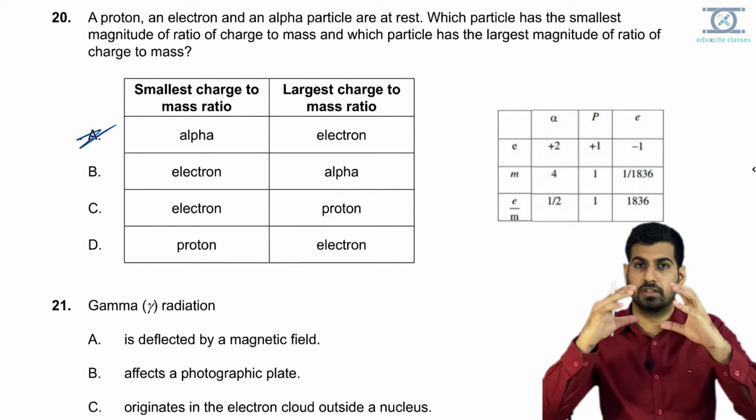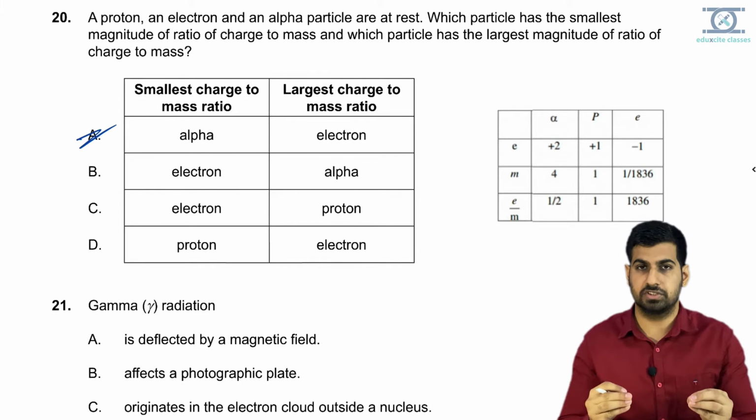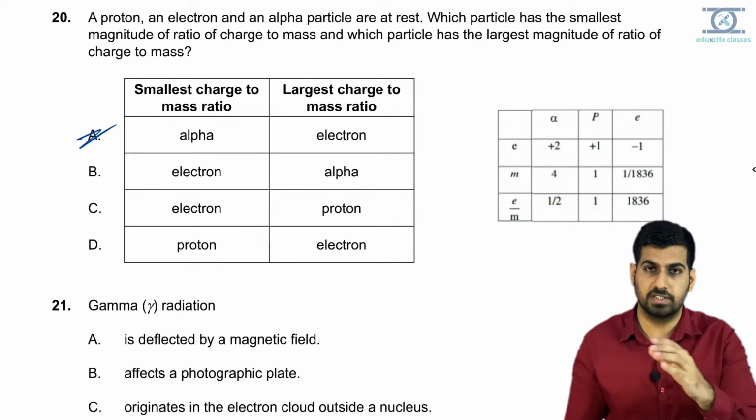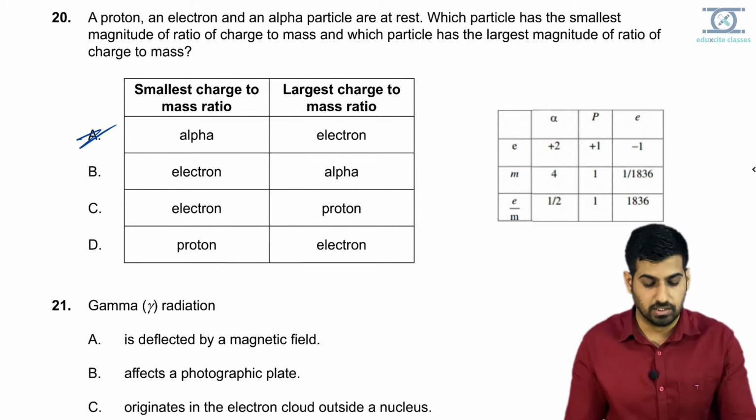You just have to check the charge by mass ratio, and you can check which one has the largest and which one has the smallest.